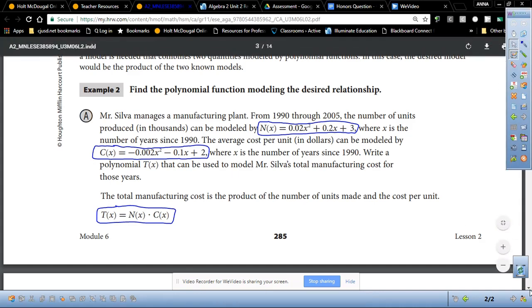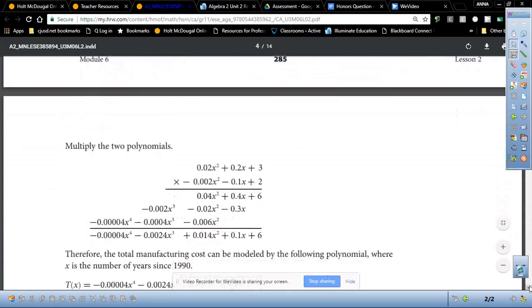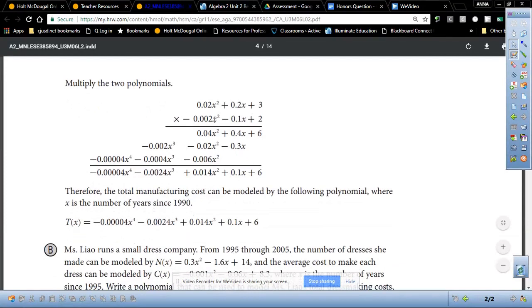For the second one, we will do it from scratch using distribution. When they multiply, they're multiplying 3 terms by 3 terms. Notice they start by multiplying this right term to each of those. Then they shift it all over one. And then they multiply the second term by everything, shift it over one, and do the third one times everything. By lining it up like that, it combines all the like terms.